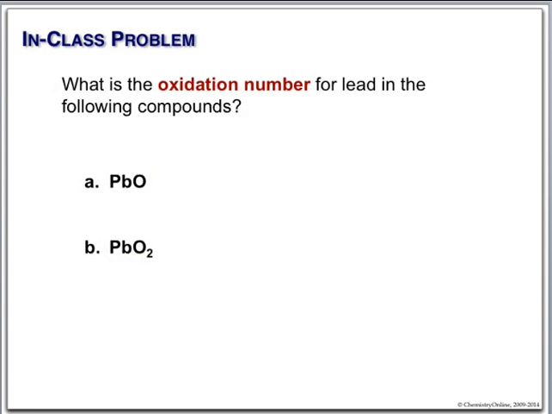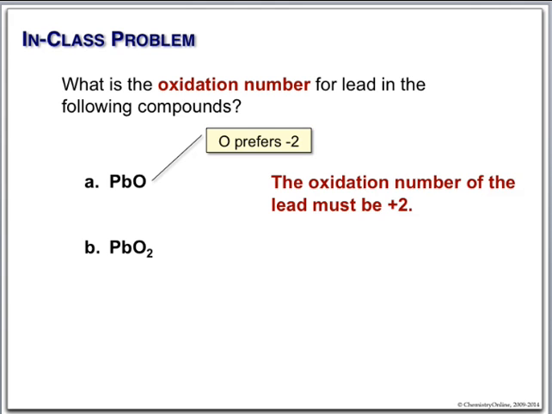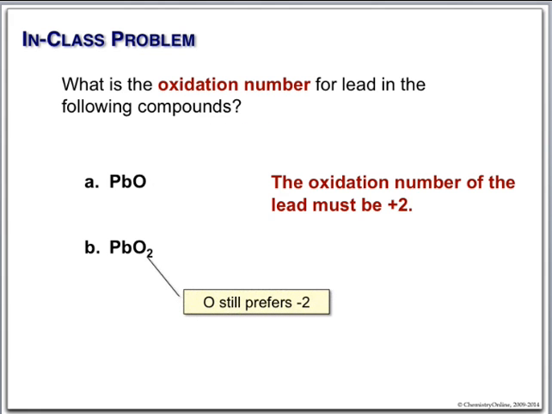We know both of these are lead oxide, aren't they? Oxygen, we just said, is going to be -2. If this is a neutral compound, what's the charge on the lead? Has to be +2. Here we have 2 oxygens, and they're going to want to be -2 each. So this is 4 negatives, isn't it? For this to be a neutral compound, the lead must be +4.